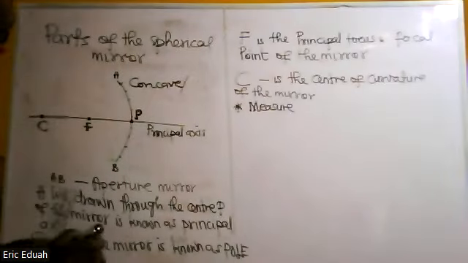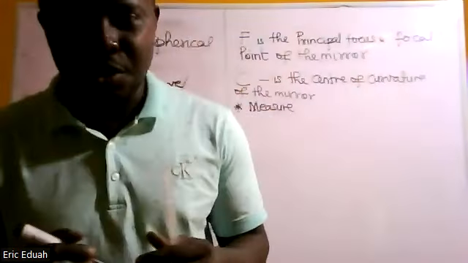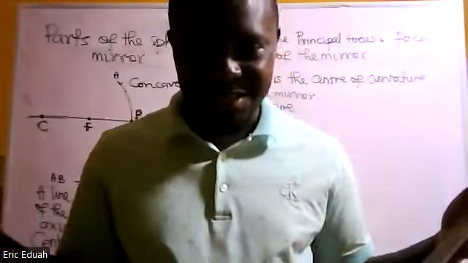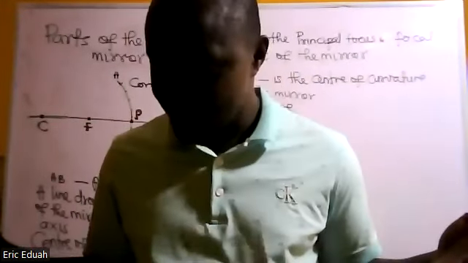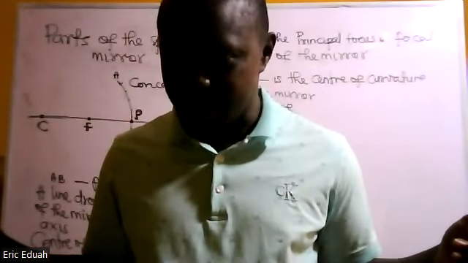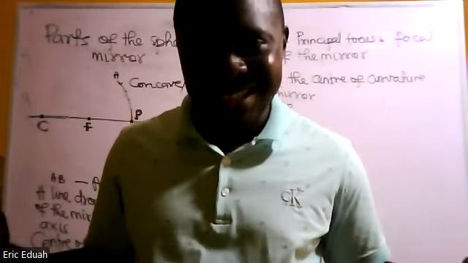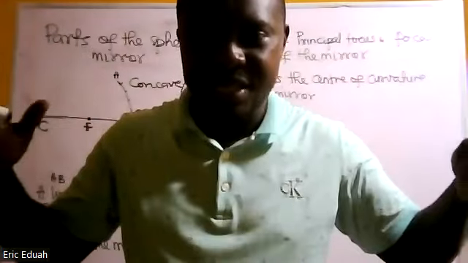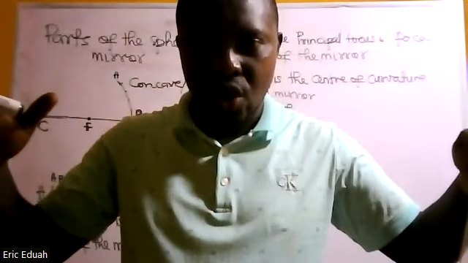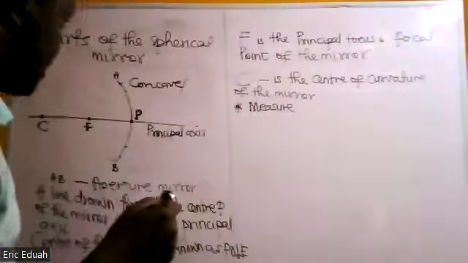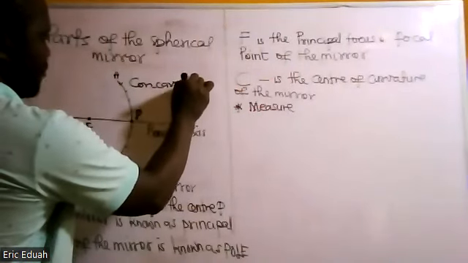Concave or converging, because why are they converging? Because they converge parallel rays incident on the mirror. Okay, so concave or converging.